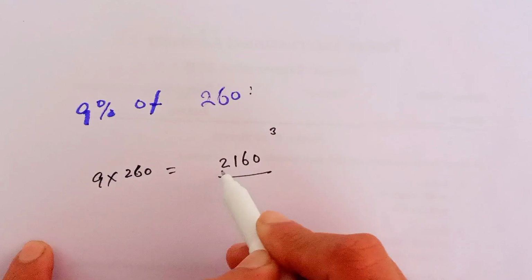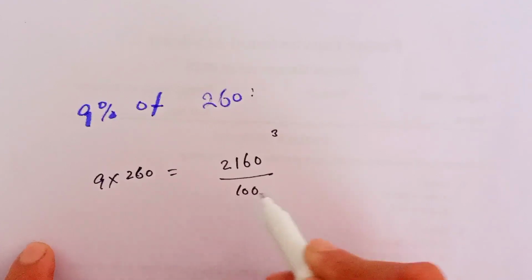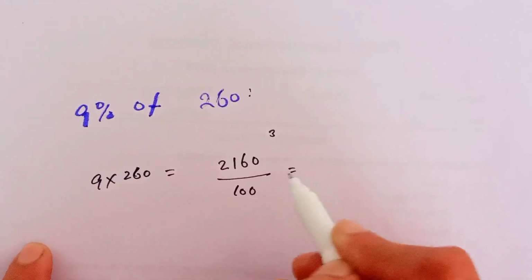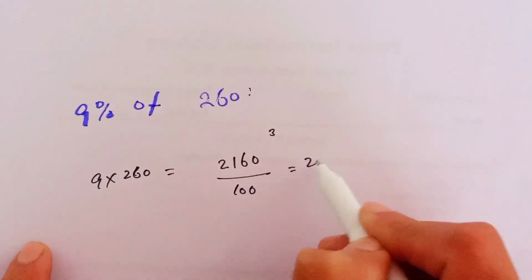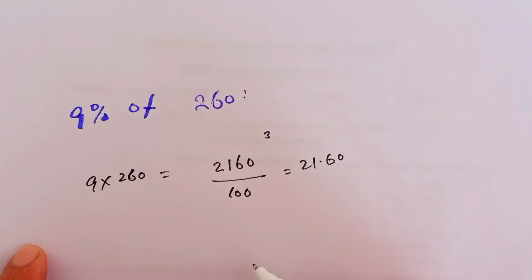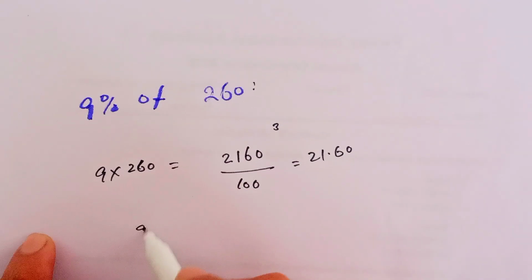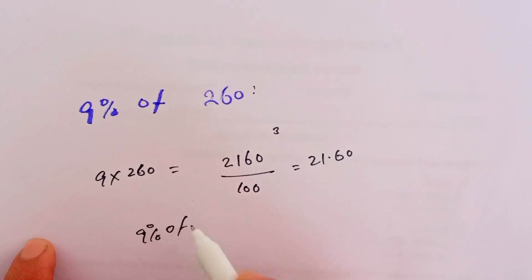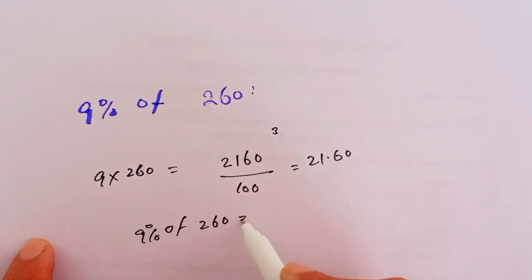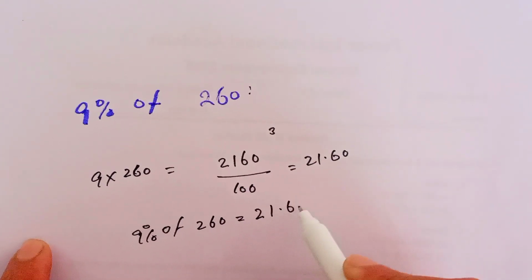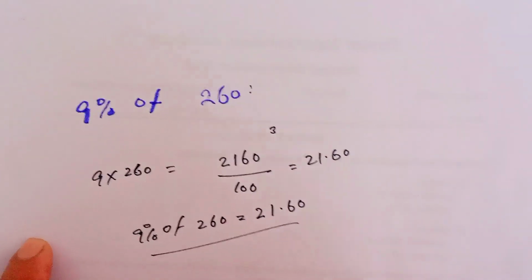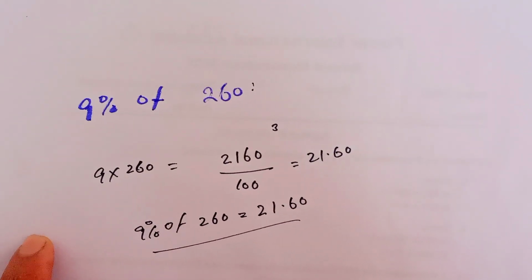And now we will divide 2340 by 100 because we are finding the percentage, right? So it is equal to 23.40, right? So we can say that 9% of 260 is equal to 23.40, right? So by following these tips you can find the percentage of any number.